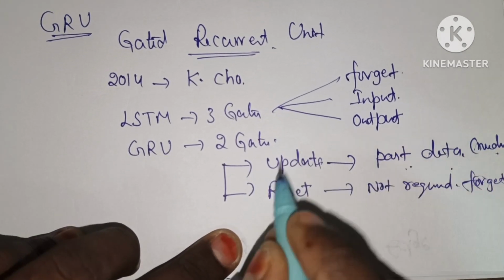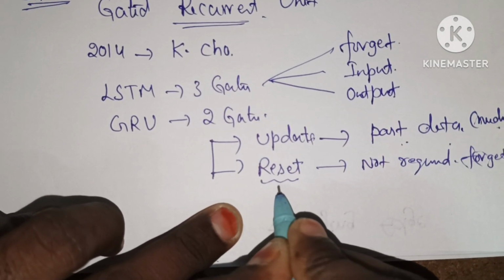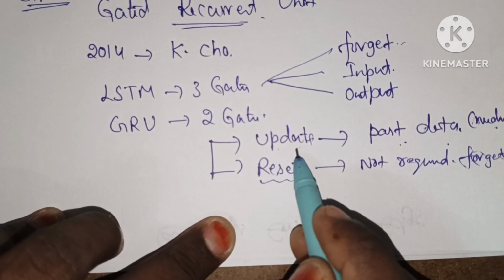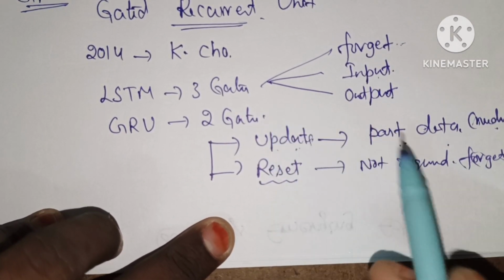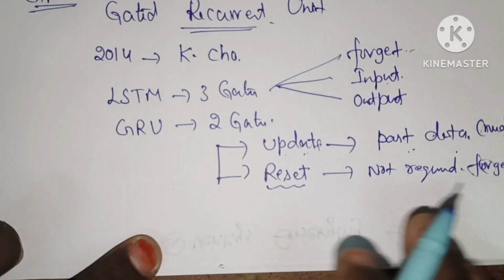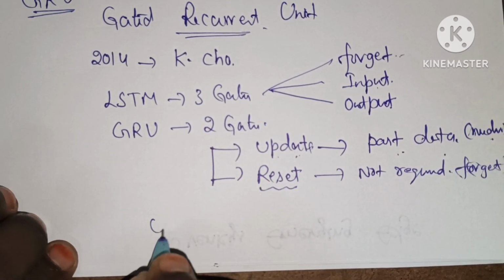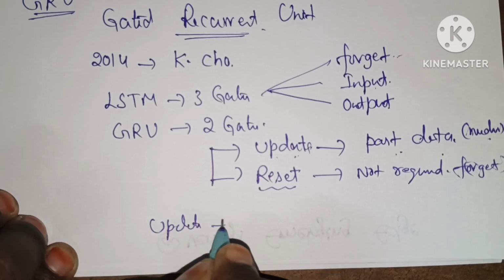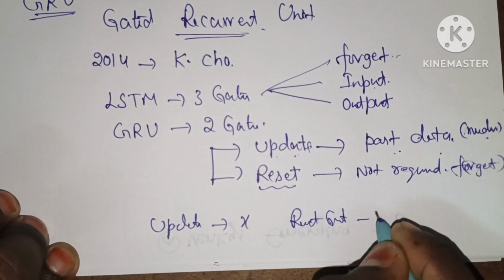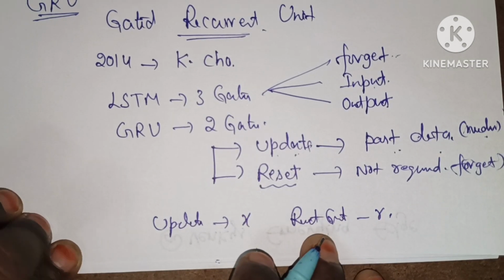That means the reset gate has the same function as the forget gate in LSTM. The update gate is the same as the input gate in LSTM. So the remaining function is the same. Is it clear? Here the update gate is indicated with Z, and the reset gate is indicated with R. Okay.